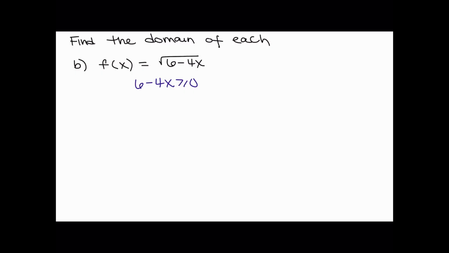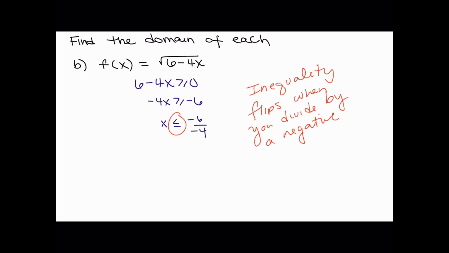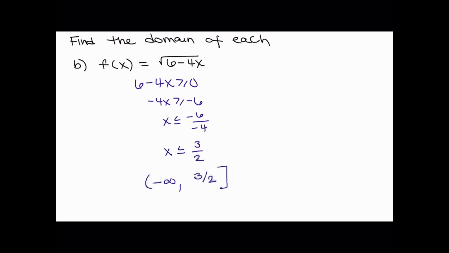We can only take the square root of positive numbers or 0, so the thing inside the square root, the 6 minus 4x, has to be bigger than or equal to 0. So minus the 6, divide both sides by -4, and because we're dividing by a negative number, that flips the direction of the inequality. In fact, anytime you multiply or divide an inequality by a negative, it changes direction. So now I've got x less than or equal to -6 divided by -4. We can write that as 3/2.